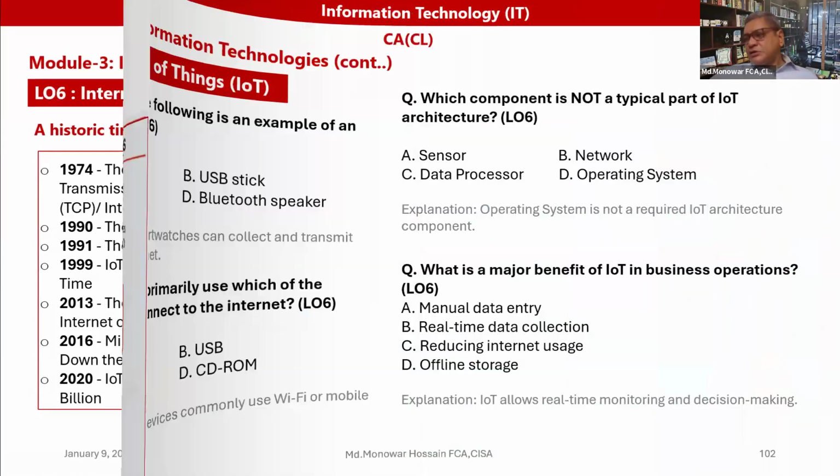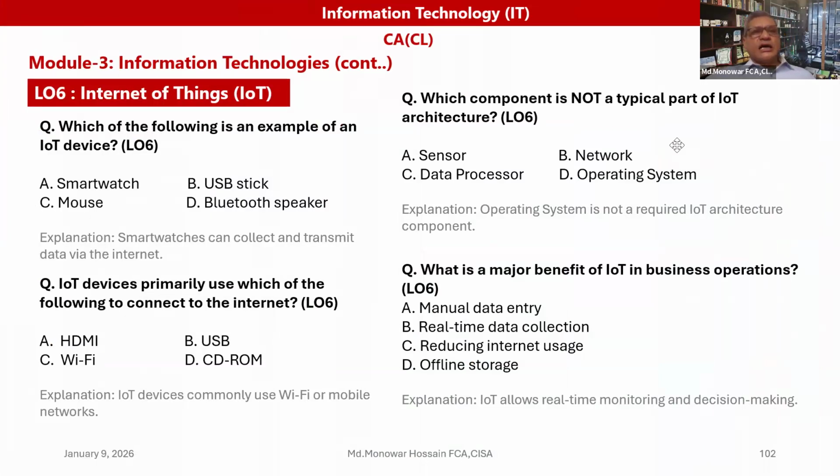Now, based on our discussion, here are some Internet of Things related MCQs. Which of the following is an example of an IoT device? Here are 4 items. Which one is an IoT device? Definitely the smartwatch, because it can collect and transmit data via the internet. A smartwatch. Answer A.